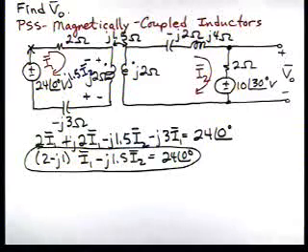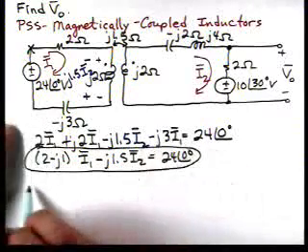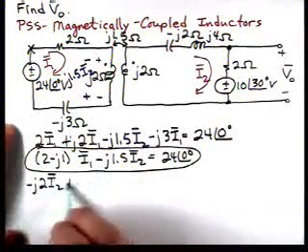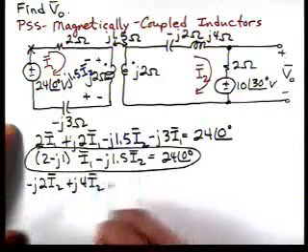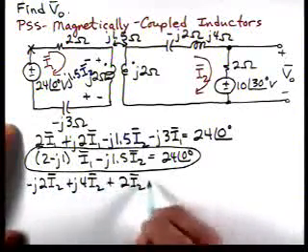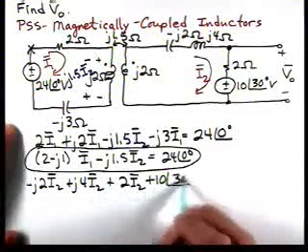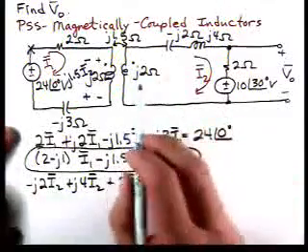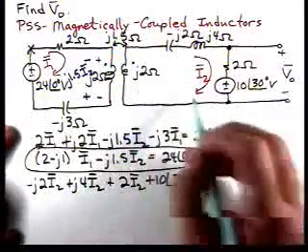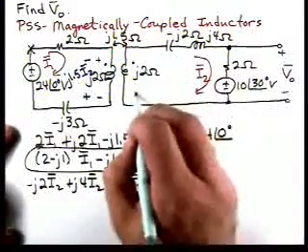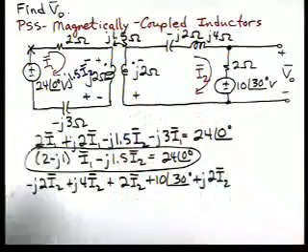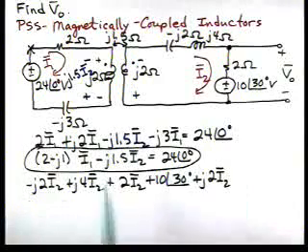Now let's go up to our second mesh. We'll have minus j2 I2 plus j4 I2 plus 2 I2 plus 10 at an angle of 30. Okay, now as we come around to our coupled inductor, we'll have one term due to current I2. That'll be polarized like this, and it'll be j2 I2. And we would have that term even if the inductor were not coupled to another inductor.